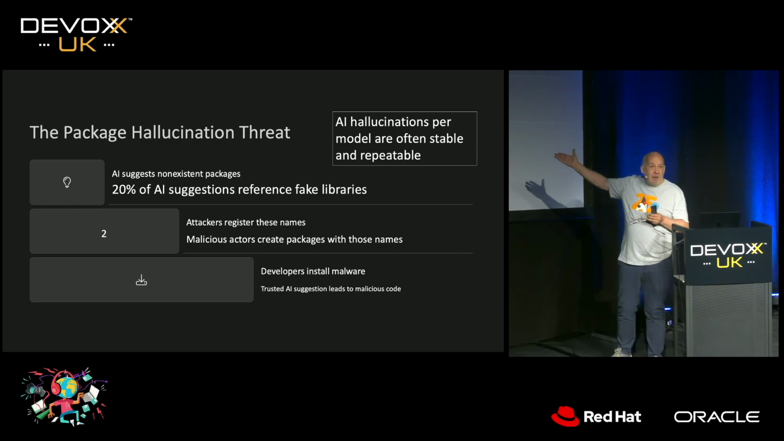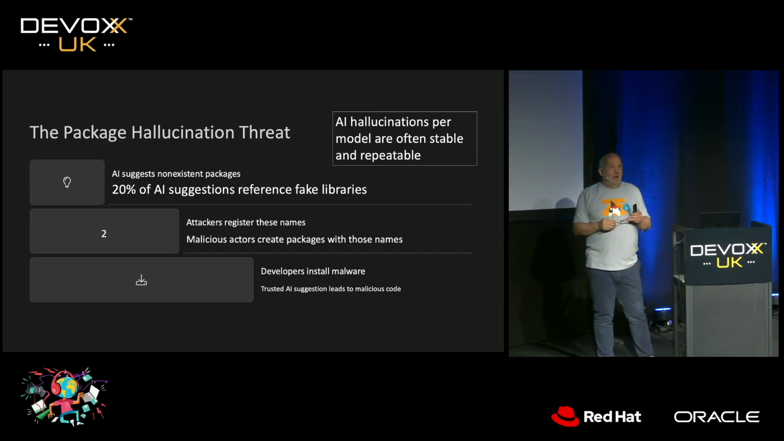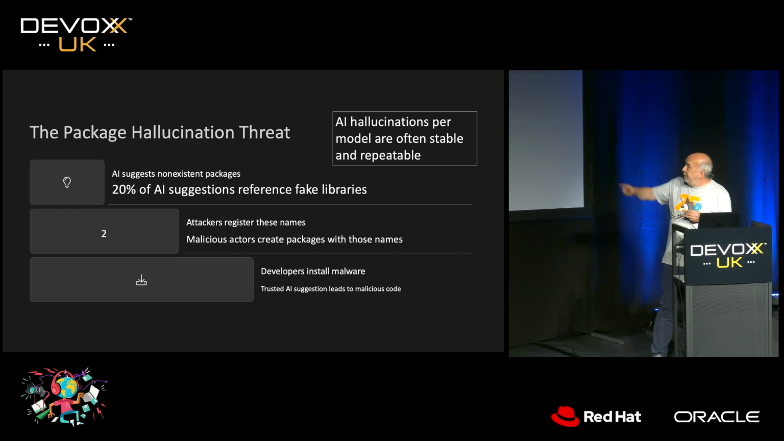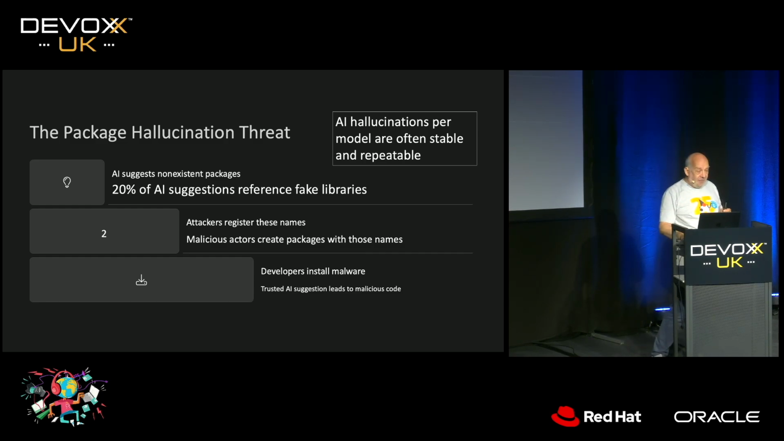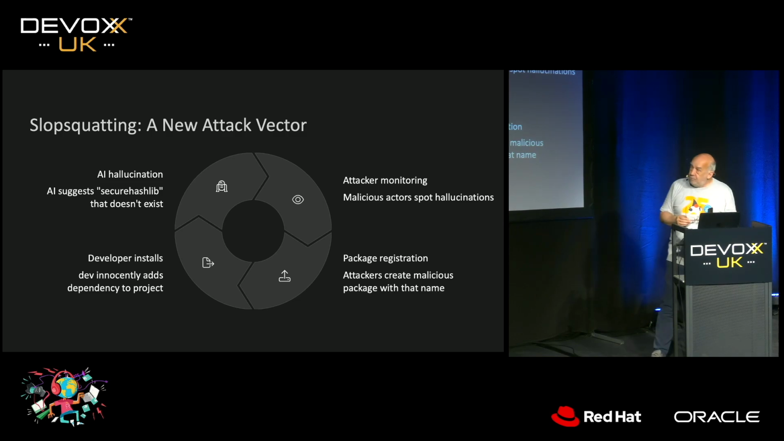And then you go register that package and put your malware in, right? Because suddenly that package now exists and your code works because you're now using a bad package. Okay, 20% of AI suggestions reference fake libraries. That's hard to fix. So my general advice is try not to get your AI involved in generating package dependencies versions. Don't do that. It's not optimal. Do that yourself. So this attack is called a slop squatting one.